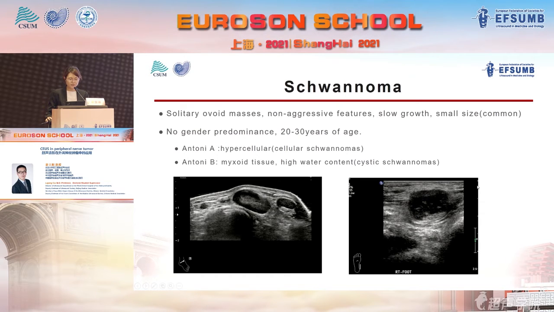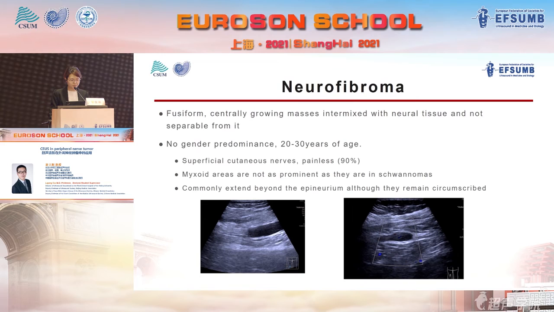Furthermore, there are some differences between schwannoma and neurofibroma. Schwannomas are usually solitary ovoid masses, with non-aggressive features, slow growth, small size, no gender predominance, most in 20 to 30 years of age. Histologically, there are two types. Antoni A means hypercellular, and Antoni B, myxoid tissues, high water content. We also call it cystic schwannoma.